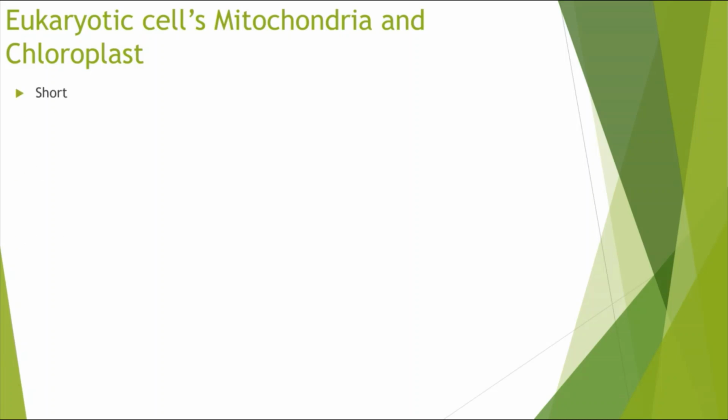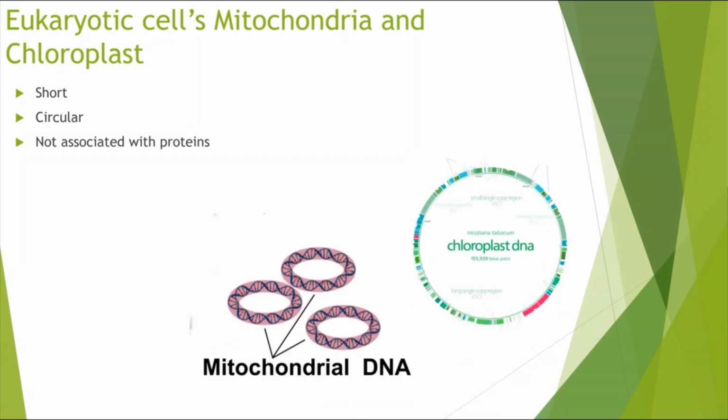Now the eukaryotic cells' mitochondria and chloroplasts. You need to be aware that the mitochondria and the chloroplast in a eukaryotic cell are both short, both circular, and both not associated with proteins. So they're quite similar to what a prokaryotic cell would look like. They're circular, they're short, and they do not have any histones. So this is a similarity between the eukaryotic cells and the prokaryotic cells.